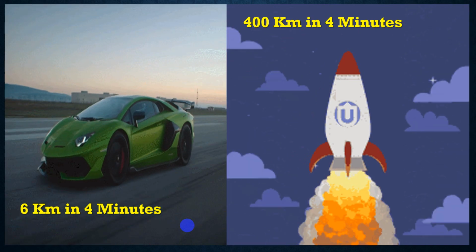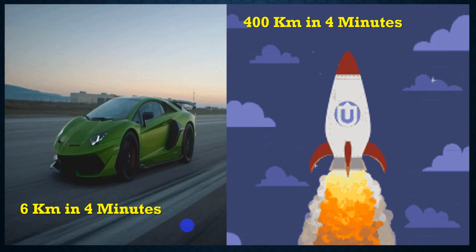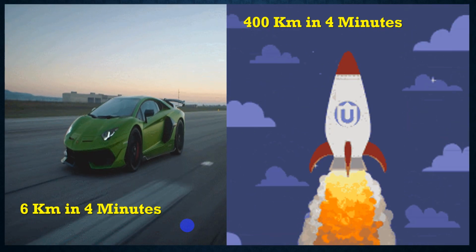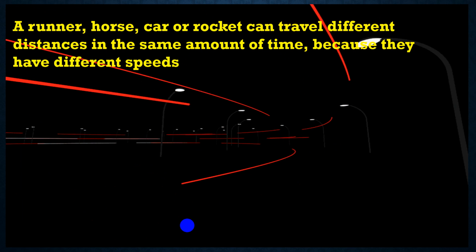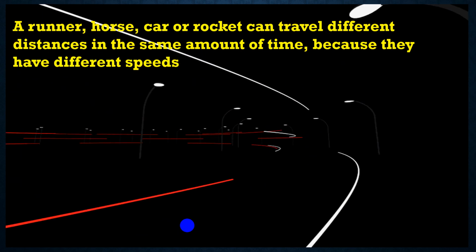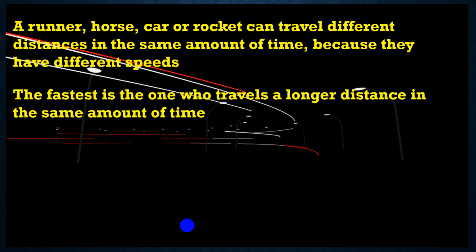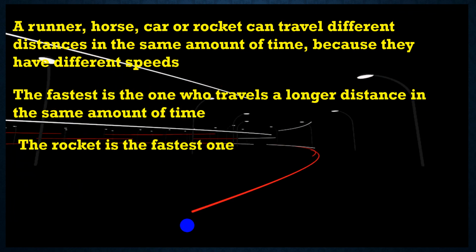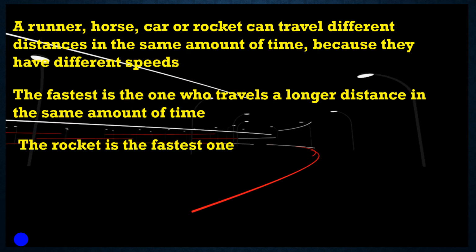So can you tell me which of them is the fastest one? Yes, it's the rocket, because the rocket can travel about 400 kilometers in only 4 minutes. All of them have the same time, but have different distances to travel. So we call this the difference in speed between different objects. The runner, horse, car, or rocket can travel different distances in the same amount of time because they have different speeds. The fastest is the one who travels a longer distance in the same amount of time. And the rocket is the fastest one because it can travel about 400 kilometers in only 4 minutes.